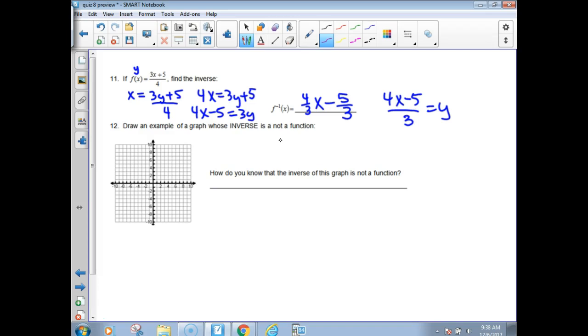Any questions about what I just said? Okay, we want the graph we make to not pass the horizontal line test. So what would be an easy one to do?